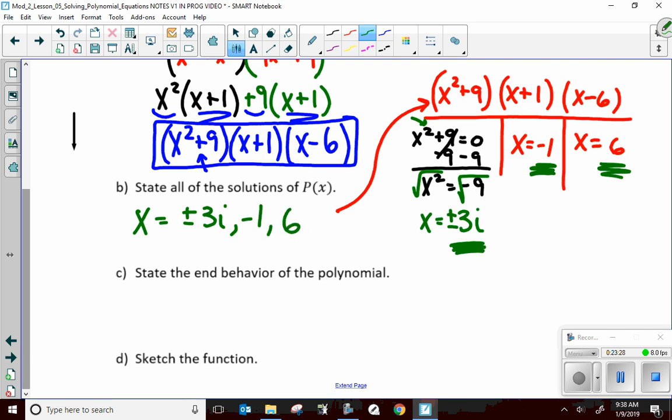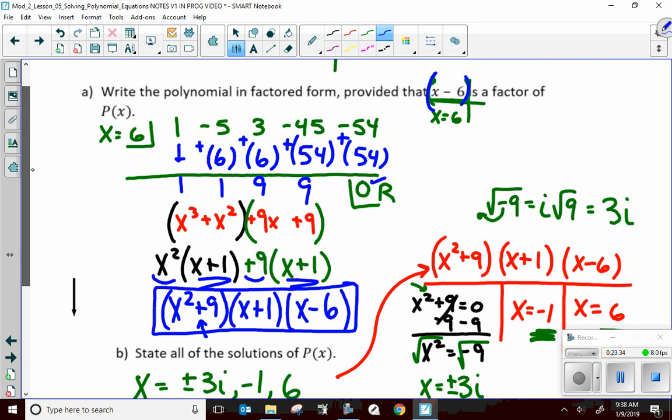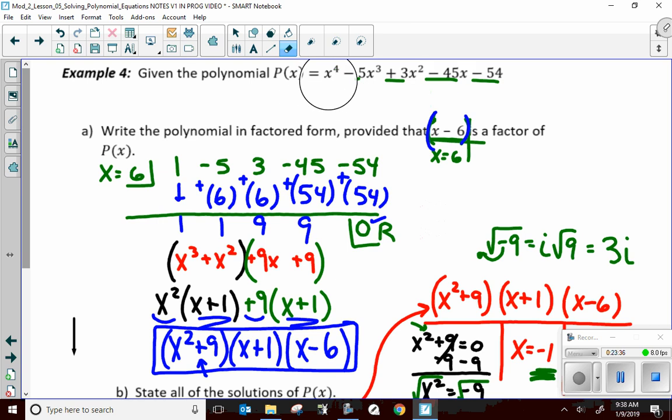All right? Let's state the end behavior. This is easy. What is my first term? Let's go back. It's positive x to the 4th, isn't it? There it is, right there. Positive x to the 4th.